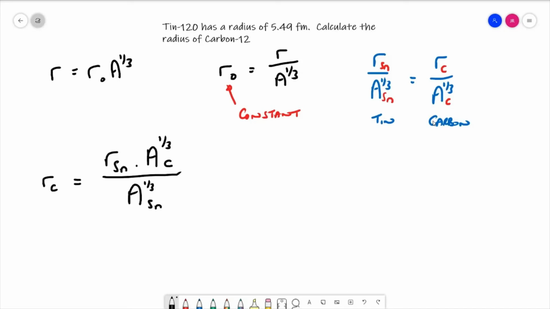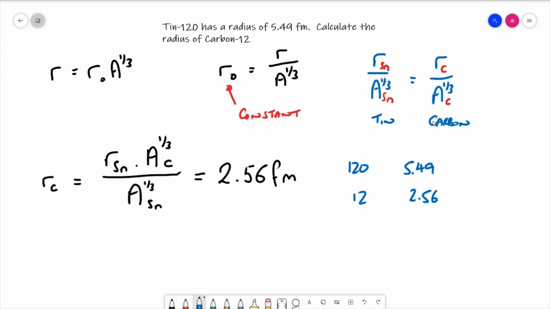Once we plug all of those numbers in, making sure that we do the cube root bit for the nucleon numbers, we end up with an answer of 2.56 femtometers. Now, I hope you can see that I chose those numbers semi-purposely. The nucleon number for tin was 120, whereas the nucleon number for carbon was 12. I chose that they were a multiple of 10, so 12 times 10 is 120, just to show you that the radii do scale with the cube roots.